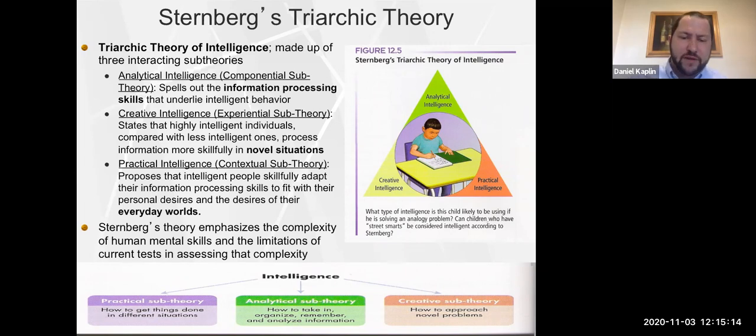So there's creative intelligence, and creative intelligence is how you address novel situations, right? So when we think of creative intelligence, how do you solve novel problems? That's part of intelligence as well. And the belief is that the more you can apply the basic elements of information to novel situations, the more intelligent you are. And then thirdly, or finally, there's practical intelligence, which is our 3rd piece.